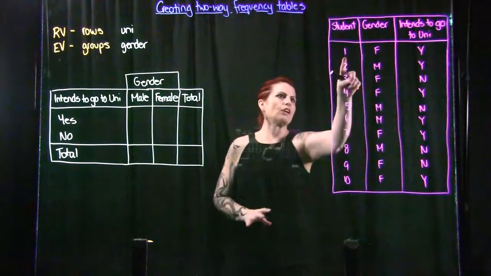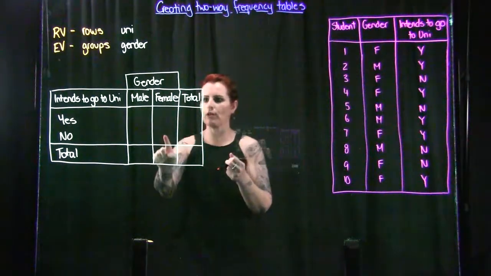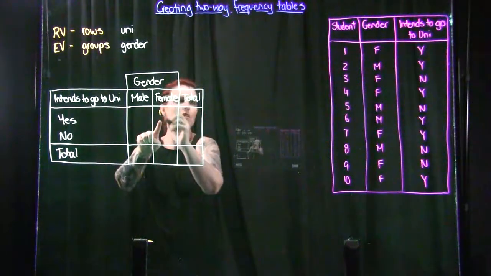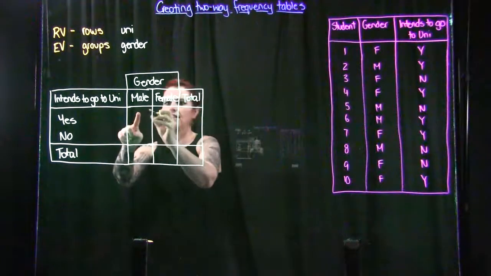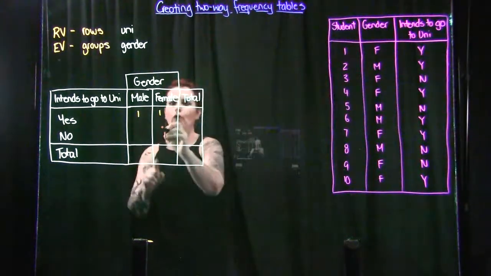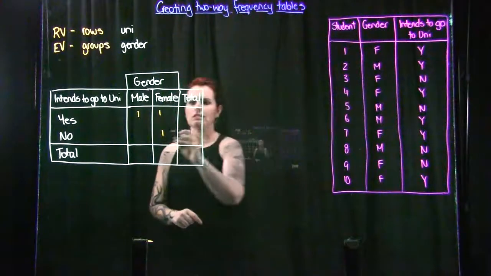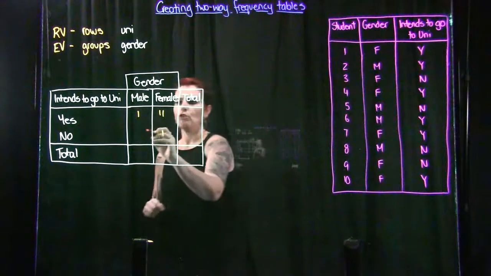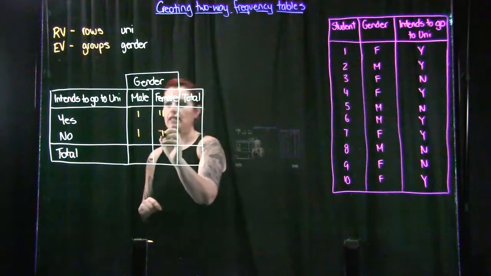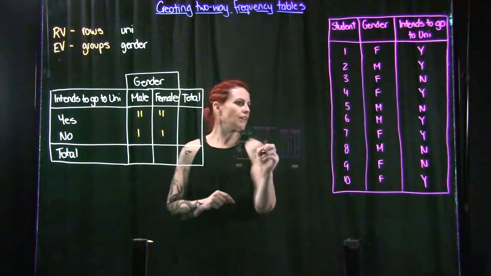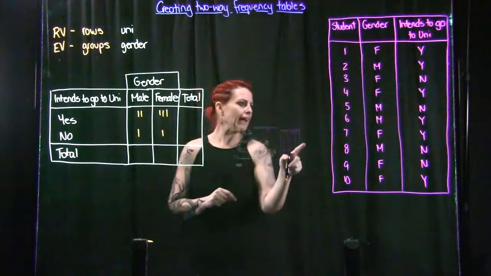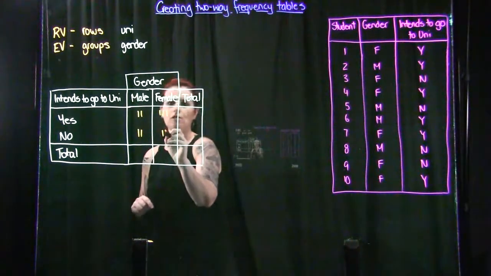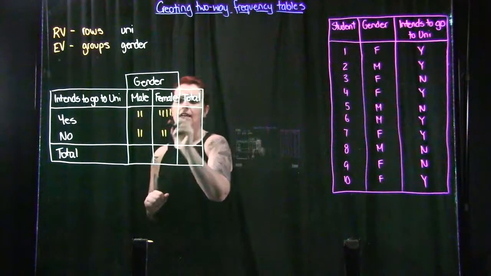Okay, next I need to actually use my data to fill out the table. So I read it like this. Student 1 is female, so I'm going to be putting in female, and intends to go to uni, so yes. Next one is male, intends to go, yes. Female, no. Female, yes. Female, yes. 5, male, no. 6, male, yes. 7, female and yes. 8, male and no. 9, female and no. And 10, female and yes.